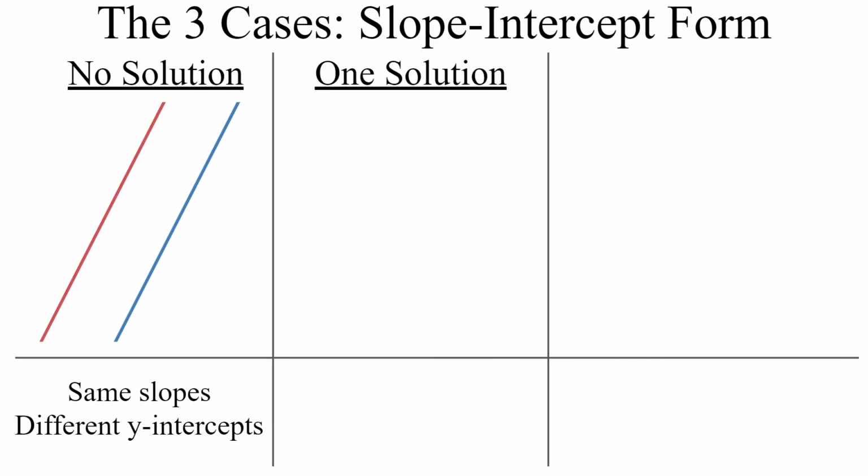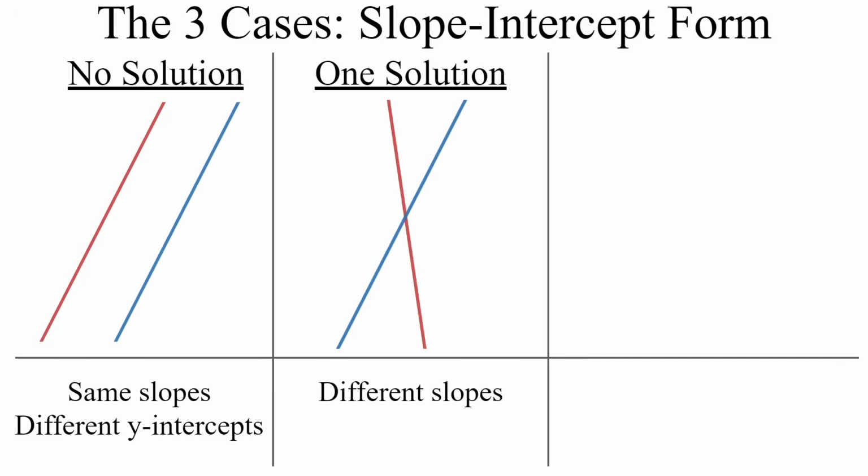For one solution, which looks like this, we know that these guys have to have different slopes. We can't say anything about the y-intercepts. We would need more information. They could have different y-intercepts, or they could have the same y-intercept. We don't know for sure. All we know is that they have different slopes. If lines have different slopes, they cross.